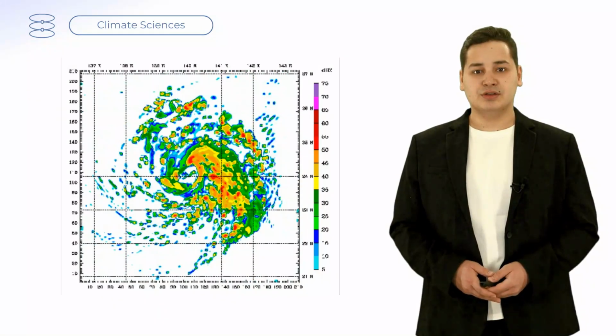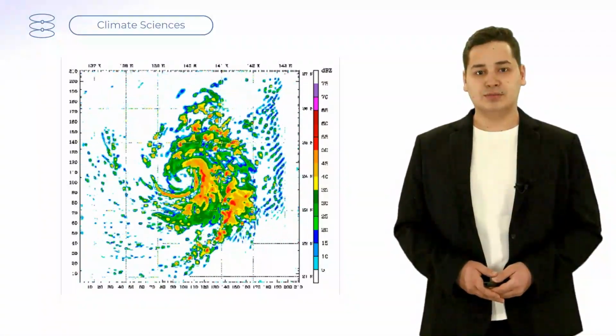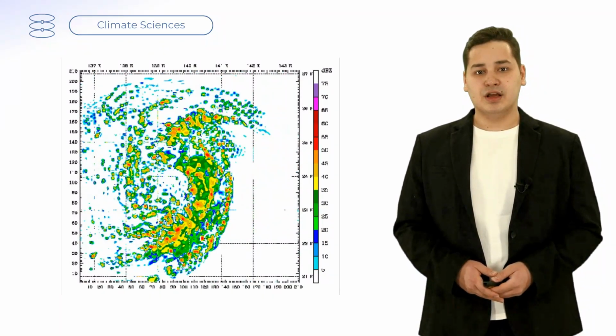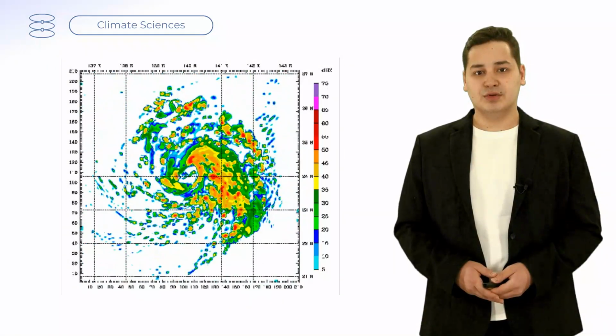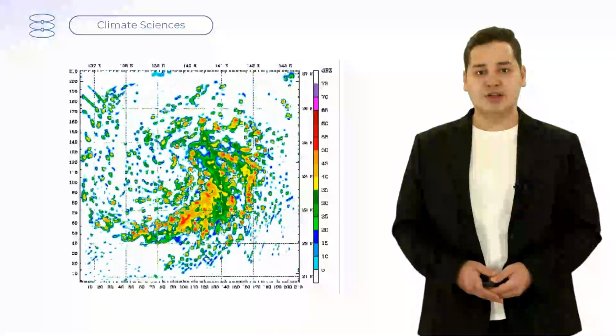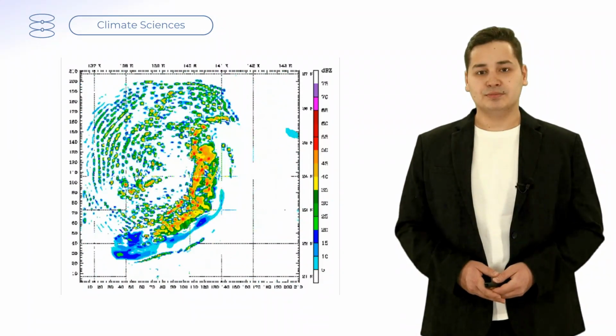Conversely, cold currents, such as the California current, have a cooling effect on adjacent coastlines. Understanding the dynamics of these currents is crucial for predicting how changes in the Earth's climate, such as global warming, might impact ocean circulation and consequently regional climates.